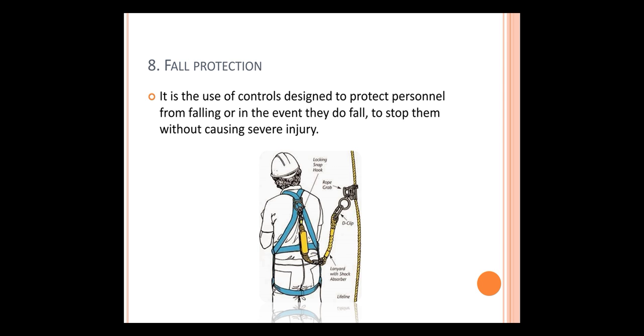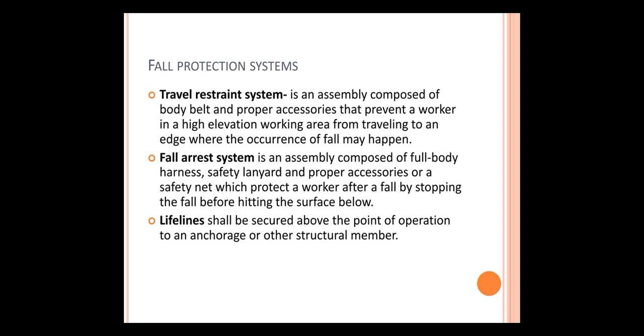Fall protection is the use of controls designed to protect personnel from falling, or in the event that they do fall, to stop them without causing severe injury. These are the three fall protection systems: travel restraint system, fall arrest system, and lifelines.